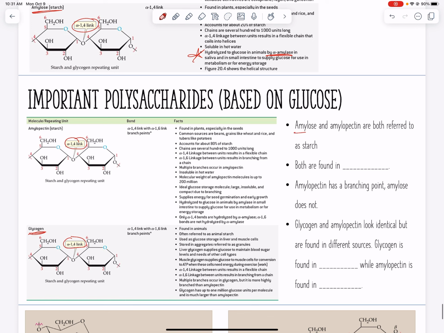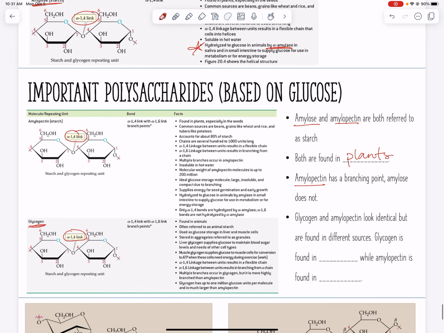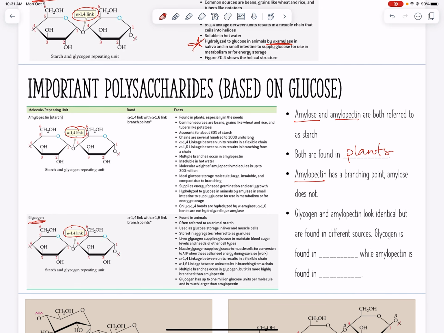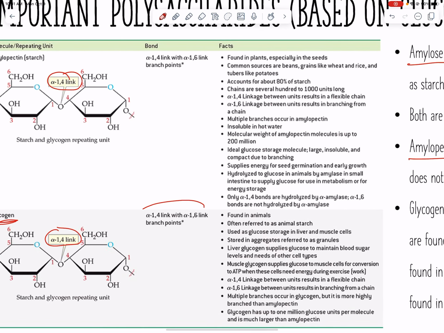All right, these blanks over here, amylose and amylopectin, are both referred to as starch. They are both found in plants. Amylopectin has a branch point. That will be shown on the slide below, our very last slide. Glycogen also has a branch point. Those are told here and here. Well, it's an alpha-1,4 link with an alpha-1,6 branch point.